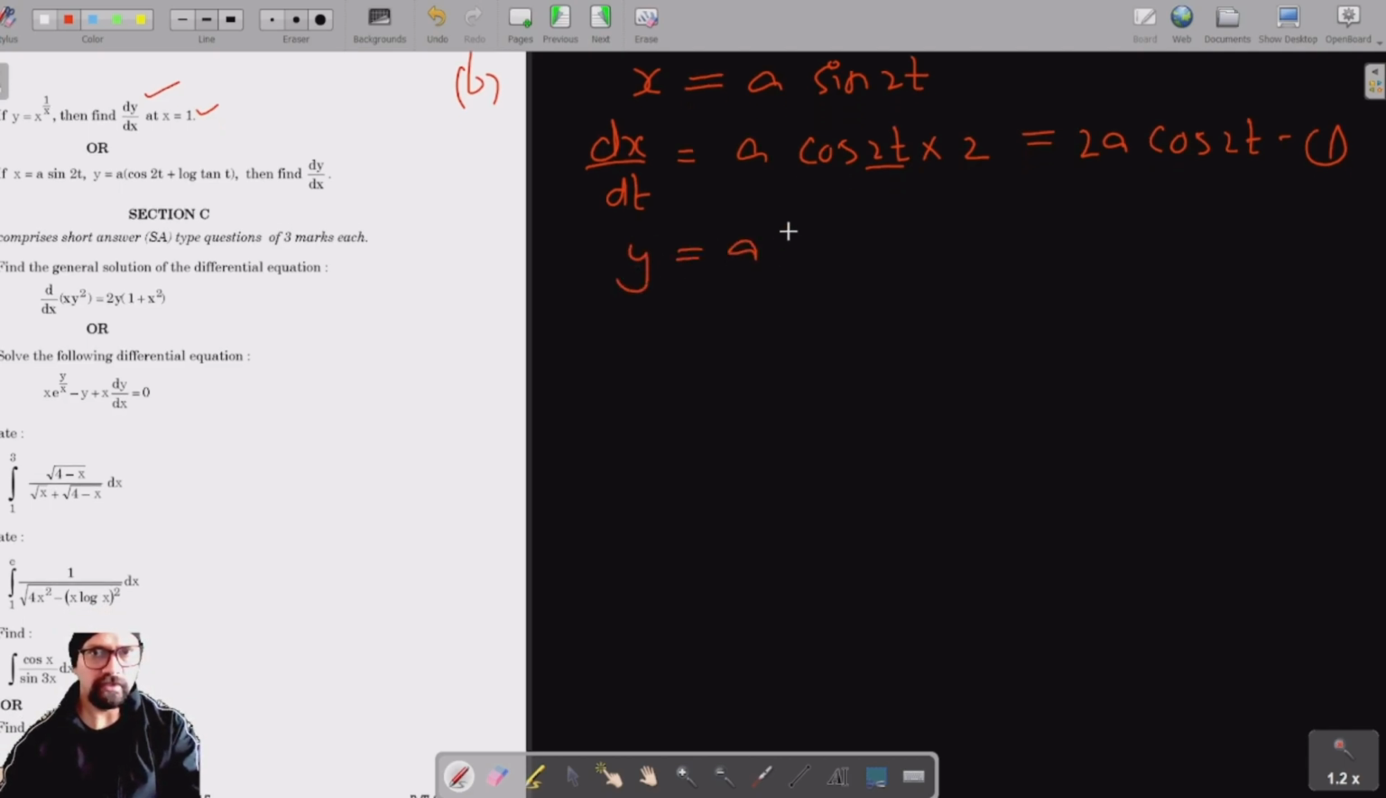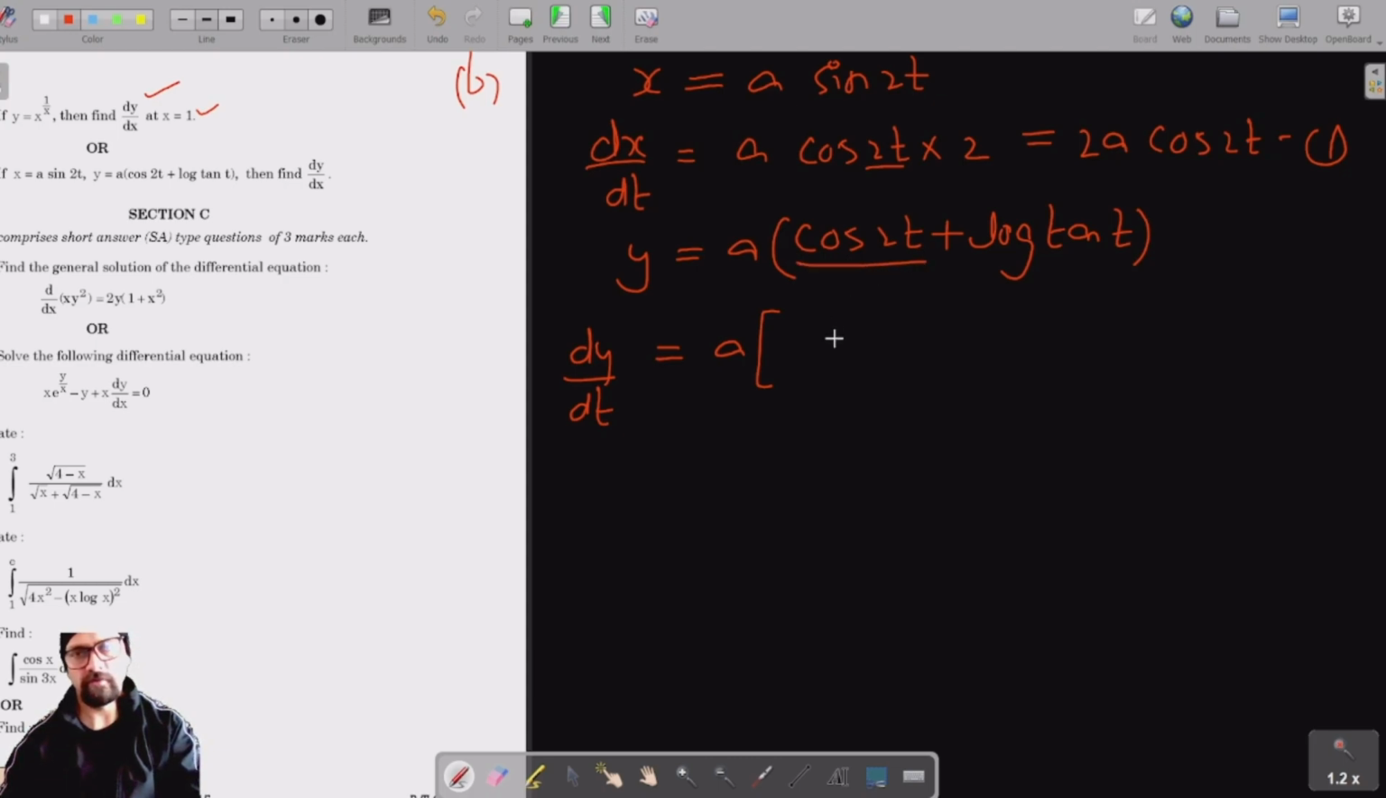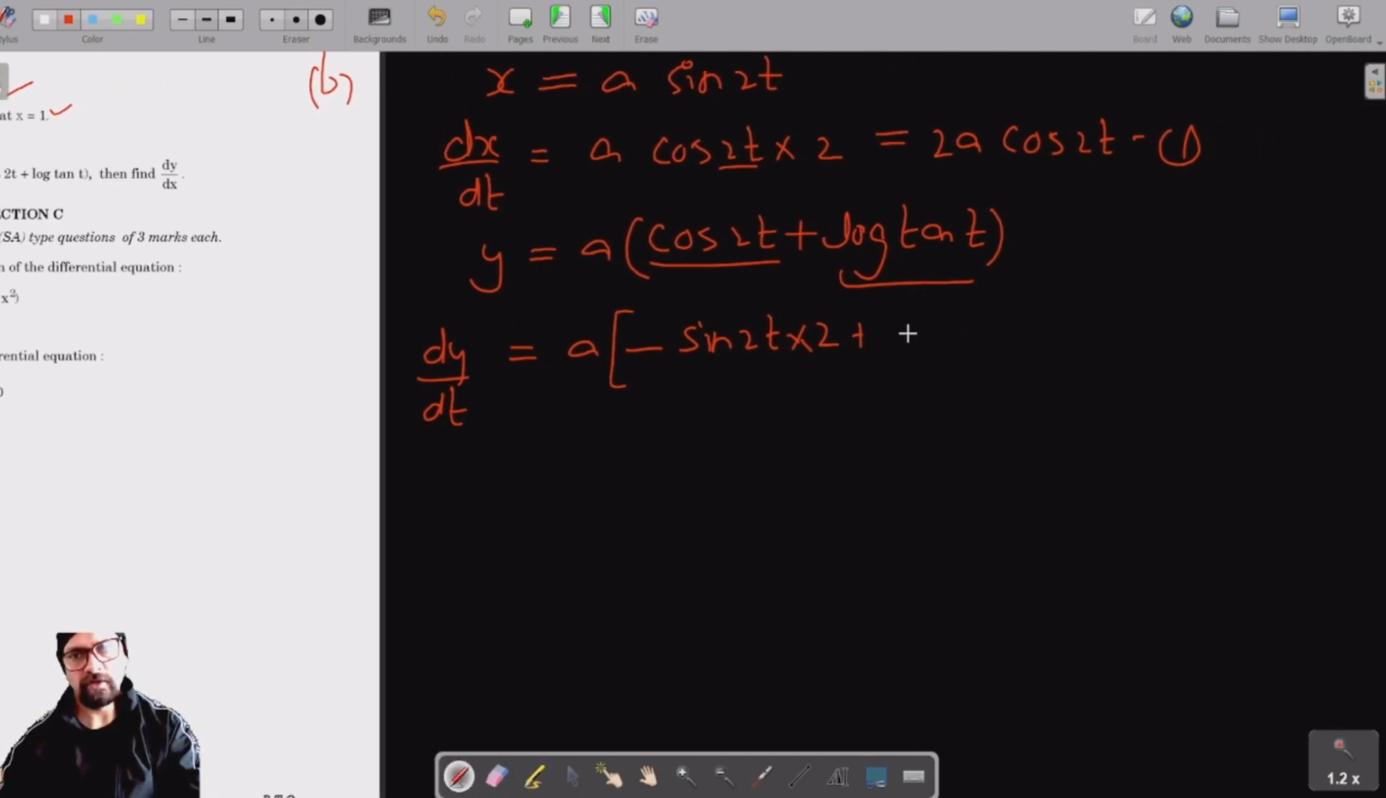And the second function is y is equal to a cos of 2t plus log of tan t. Let's differentiate this once again with respect to t. So a is constant and differentiation of cos is negative sine 2t into 2, plus differentiation of log is 1 by x, so this is 1 by tan t, and differentiation of tan t is secant square t.